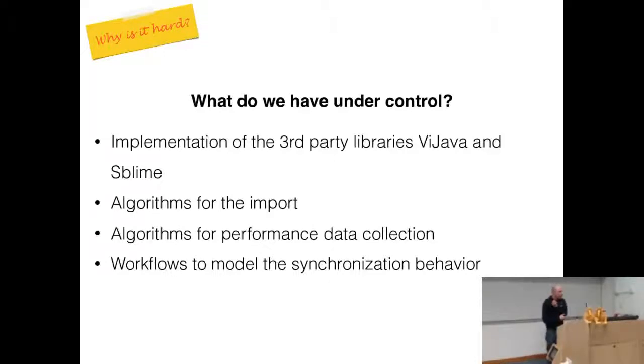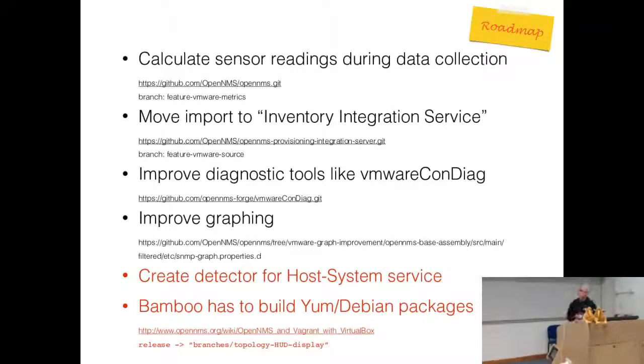From the OpenNMS point of view, what do we have under control to address all these issues? Basically we implement the third party libraries, so we have control over how we do the implementation. We can make changes on the algorithm, how we import stuff, like the detecting thing. There are things we can definitely improve. We can make changes to the performance data collection, how we read the performance data, and even how we want to model the workflow to import the nodes. So how does all that look in reality?